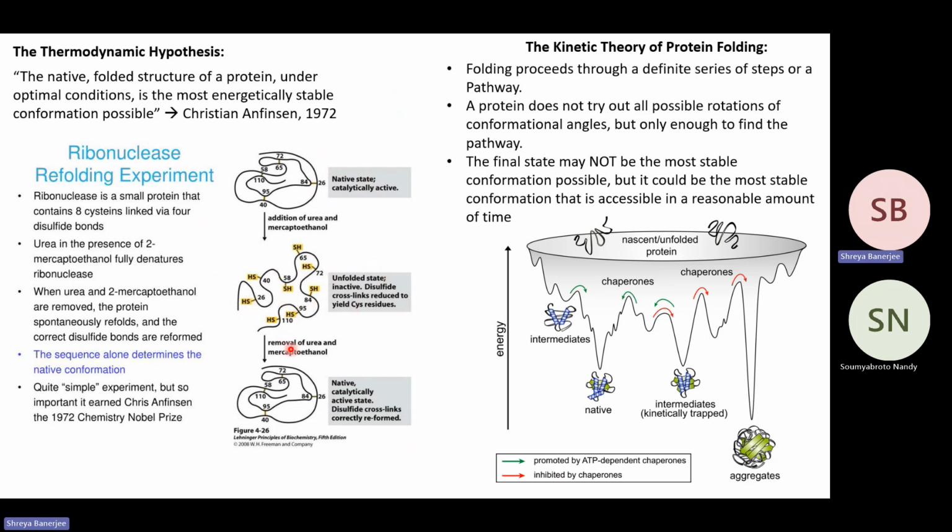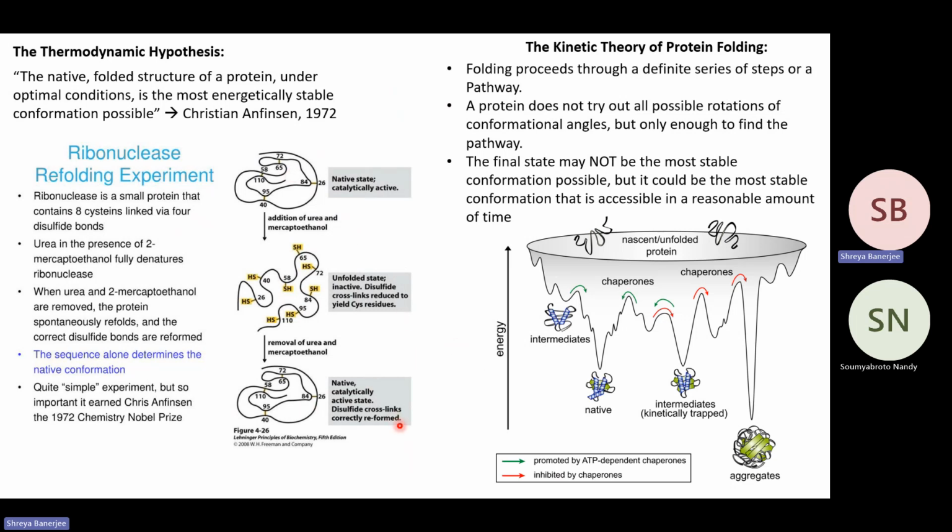After that, the urea and mercaptoethanol, which were causing the unfolding of the protein, are removed, and the protein is put in a buffer solution. You can see that the disulfide bonds have reformed. But the interesting part was that it is still forming the same structure. So you have a native structure, you have completely unfolded the structure, and then when you allow the protein to fold again, it is refolding to the same structure. It is not forming a different structure.